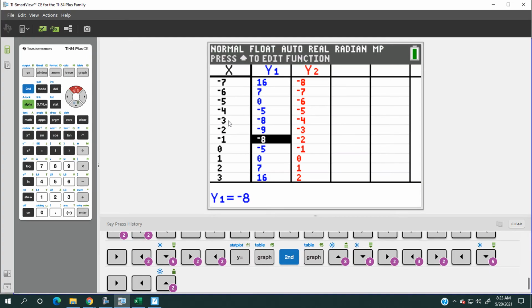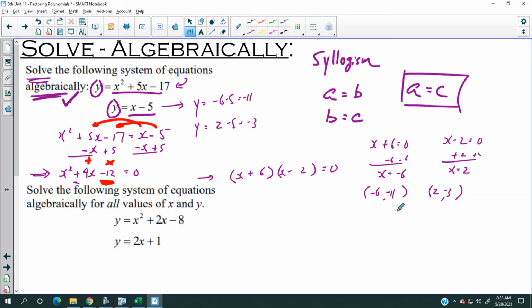Just make sure your x value matches. So in other words, what I'm trying to say is, don't write negative 6 and then put the negative 3 here, because you looked at it wrong. And don't write like 2, negative 11, okay? Just make sure you're looking at the right part of the table of values, okay?